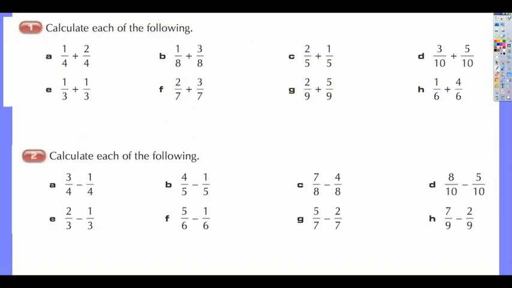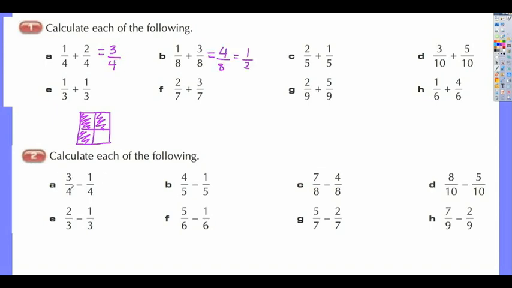For these next questions we need to know how to add and subtract fractions. So if I imagine this first one here, I've got 1/4 plus 2/4. So again, I've got my diagram and I've split it into quarters. I've got 1/4 and now I need to add on 2/4. So in total, I've got 3/4 shaded in.